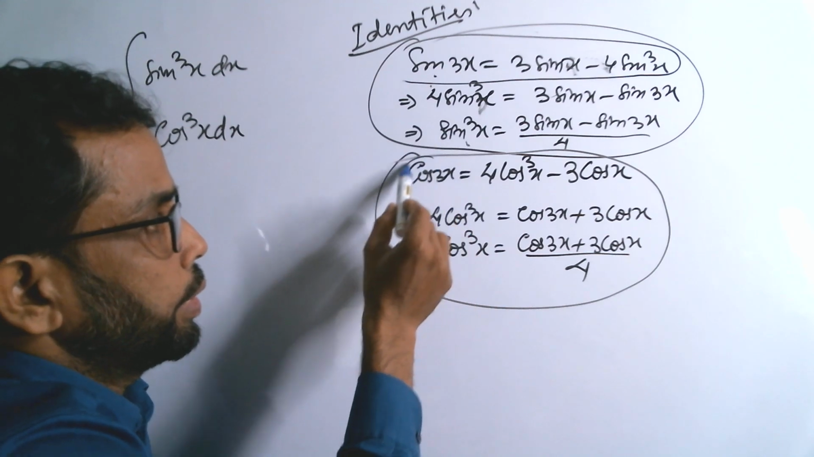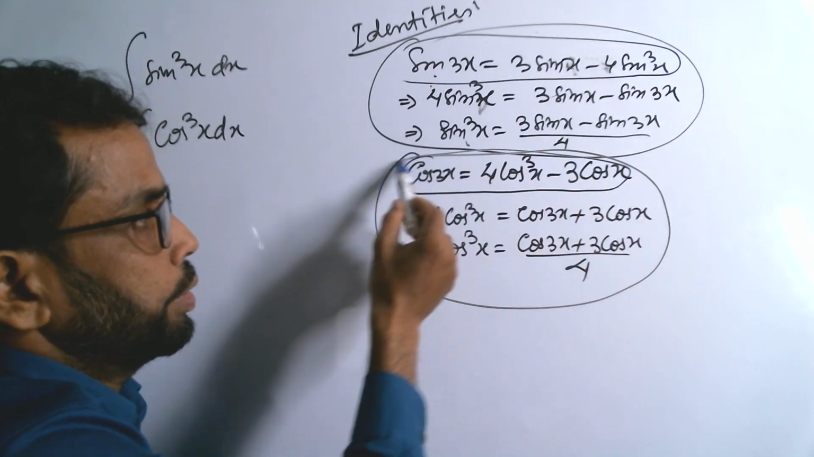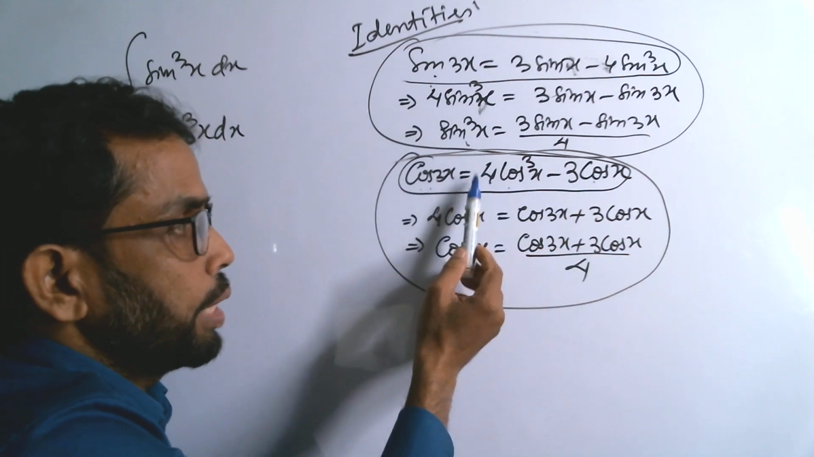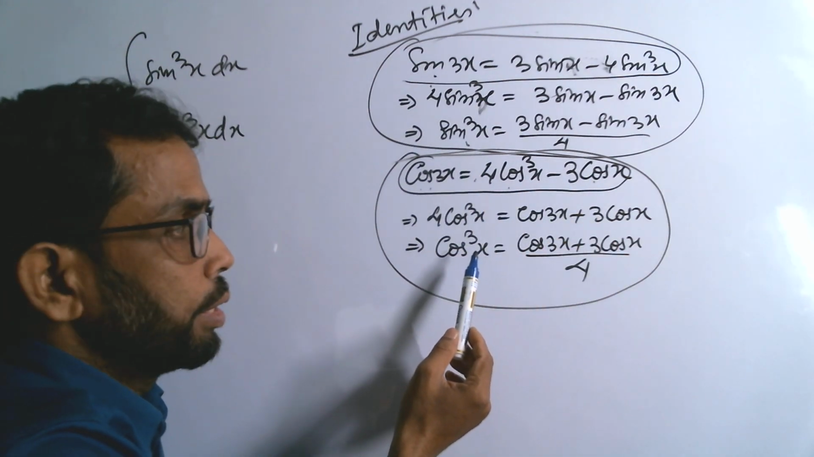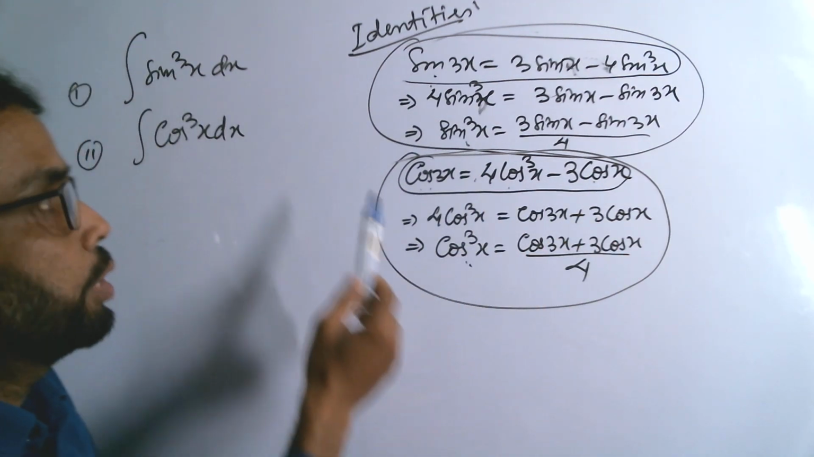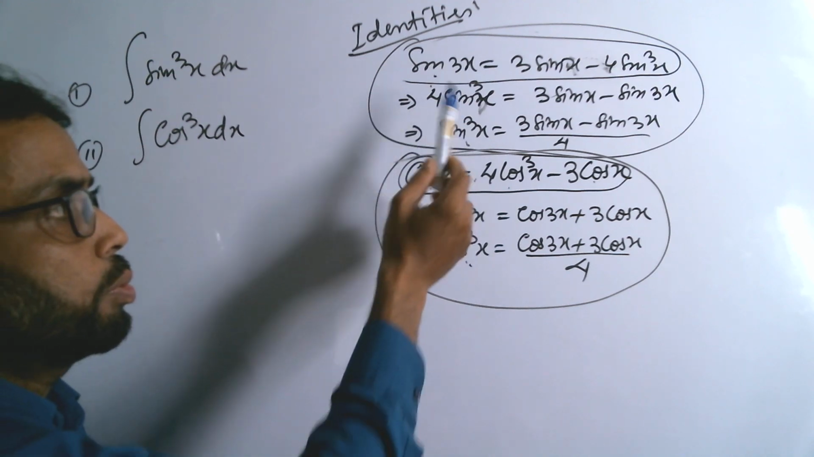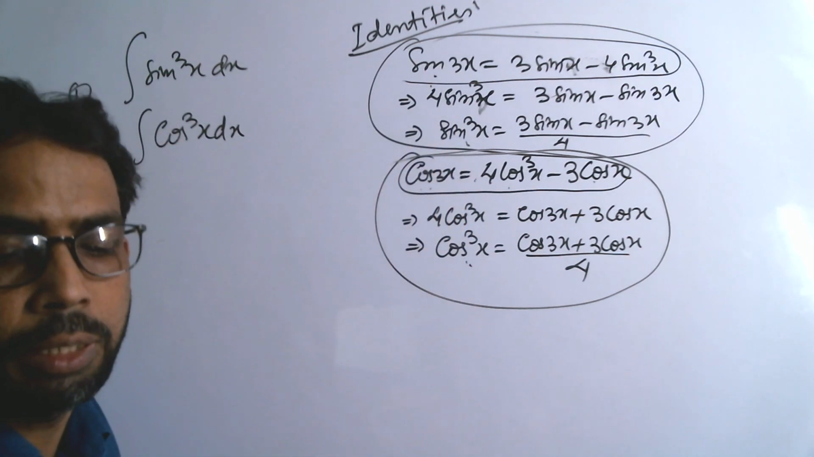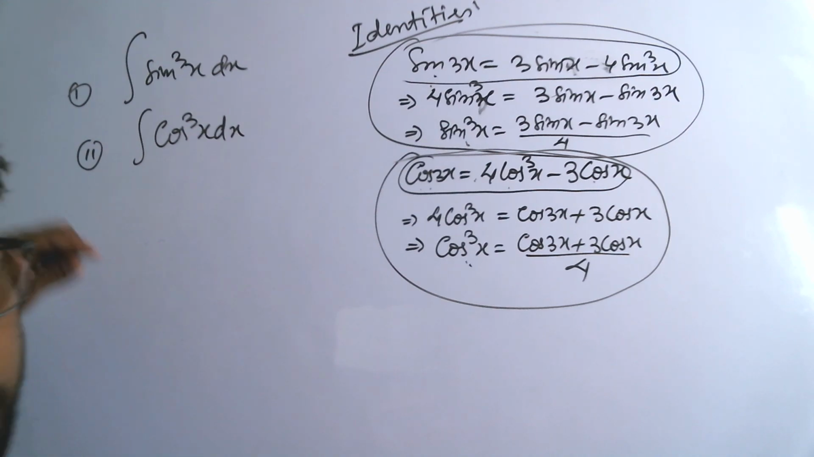And we have learned another identity, cos 3x. Cos 3x identity is 4 cos cube x minus 3 cos x. And from this identity, we are finding cos cube. So for integration of sine cube and cos cube, we must use these identities. For sine cube, this identity, and for cos cube, this identity. Now let us integrate the first one.